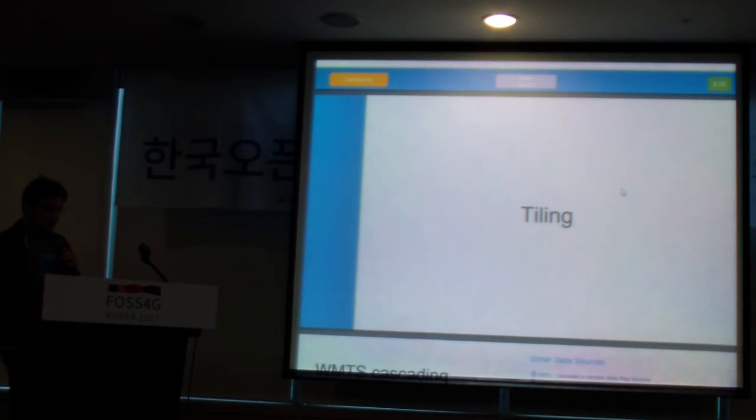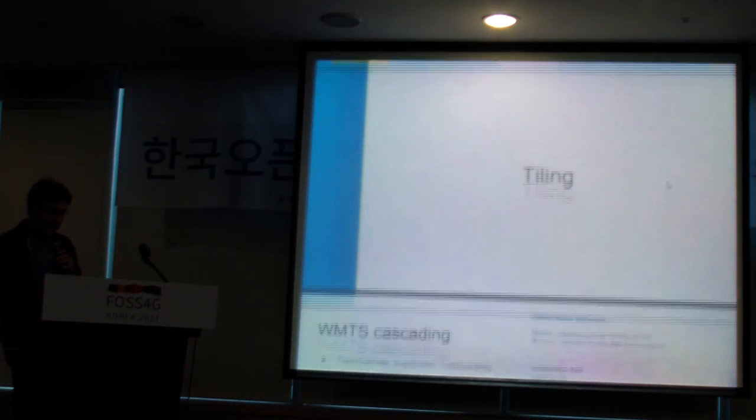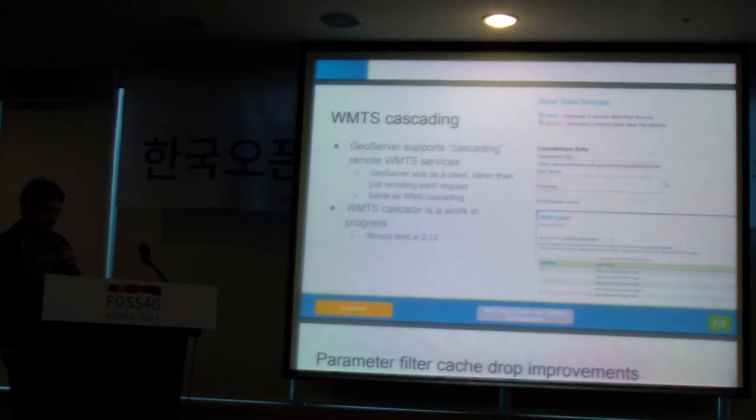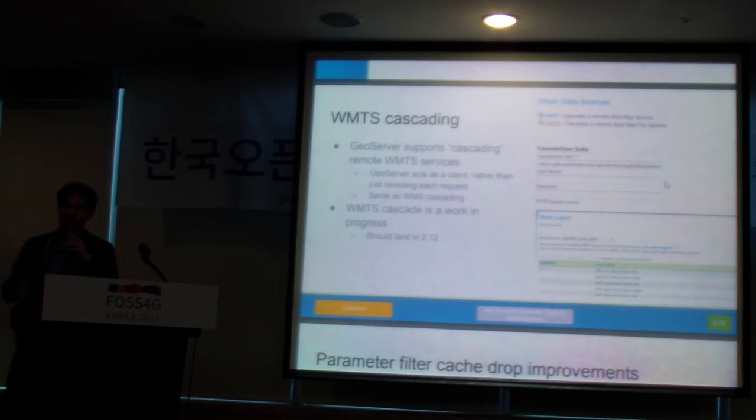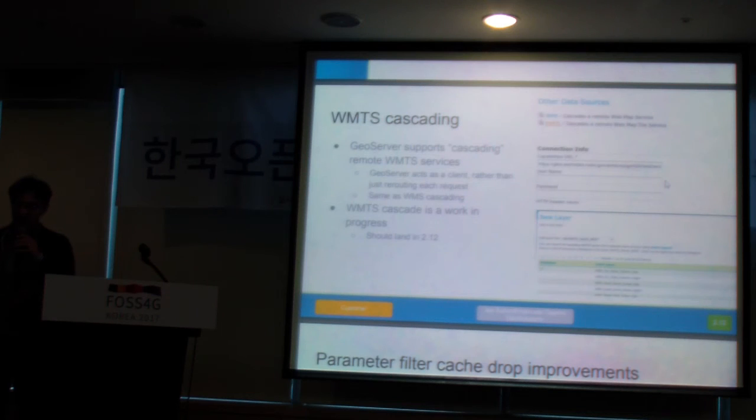Tiling. What's going on with tiling in GeoServer 2.12? Well, there is several news as well. We have WMTS cascading. GeoServer has had for several years WMS cascading, the ability to talk to another WMS and provide it in output. We had WFS cascading. In GeoServer 2.12 we are going to add WMTS cascading, so the ability to read the layers from another server and make them available as WMS if I want, or propose them again as WMTS.